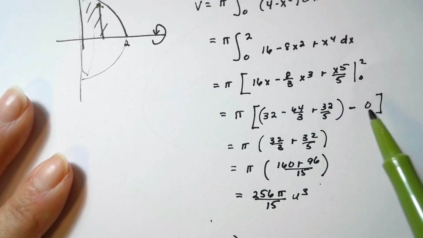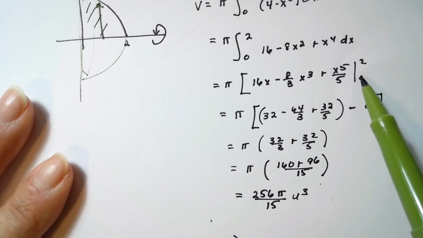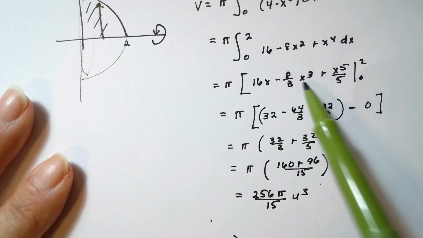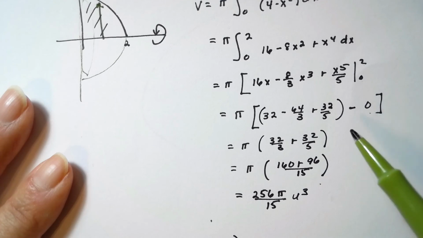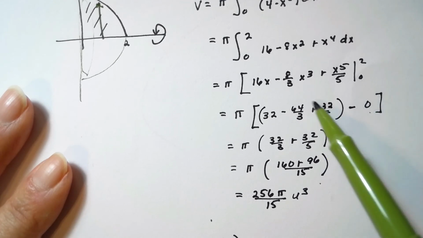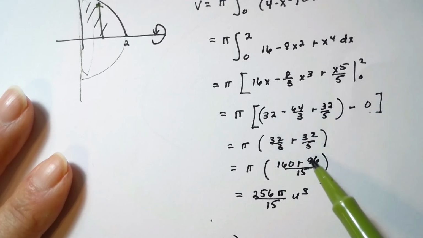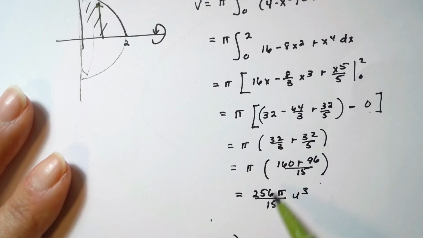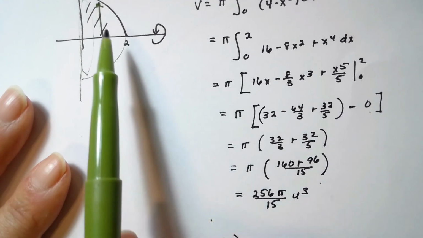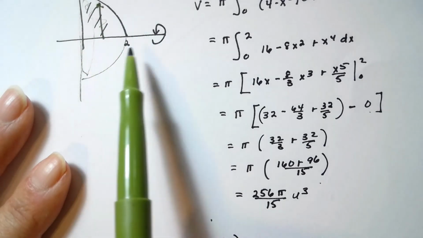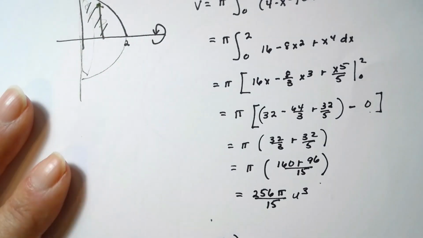So I went ahead and did that. Nice thing is since this bound is 0, when I plug the 0 in, that whole thing's going to collapse to 0. So now just a little bit of tedious fractional work here, cleaning up the fractions, and the final answer is 256 pi over 15 cubic units. That would be the volume of rotating this region about the x-axis from 0 to 2.